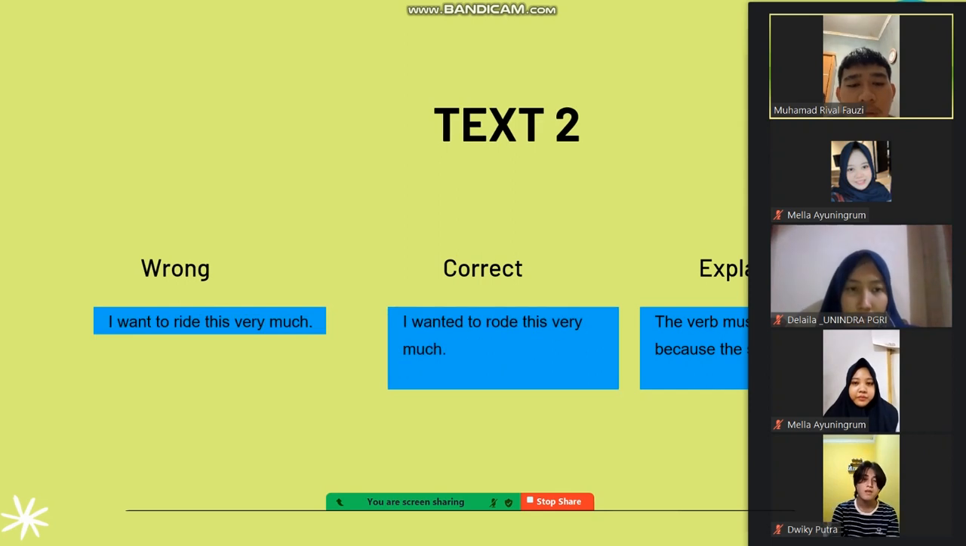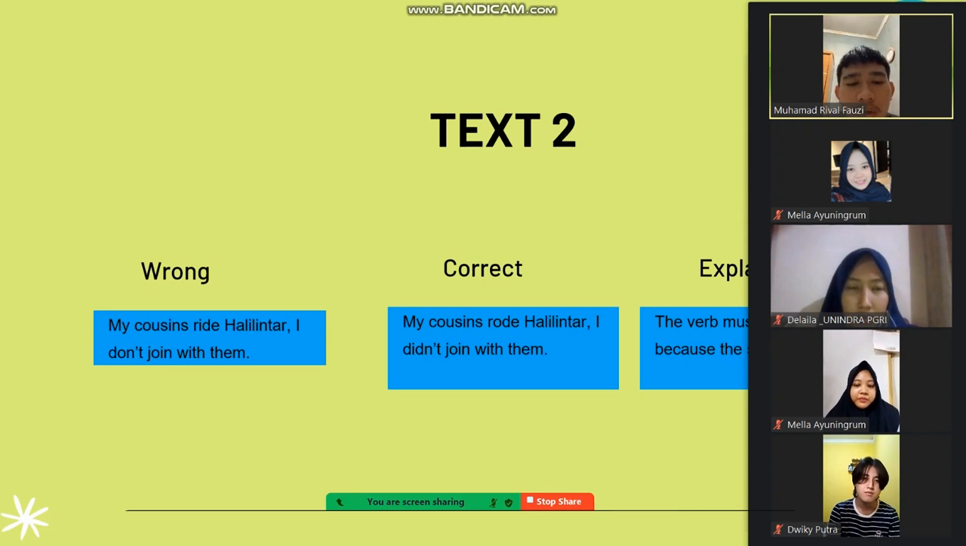I want to ride this very much. The correct is: I wanted to ride this very much. The explanation is: the verb must be verb 2 because the sentence shows past. My cousins ride Halilintar. I don't join with them. The correct is: my cousins rode Halilintar. I didn't join with them. The explanation: the verb must be verb 2 because the sentence shows past.